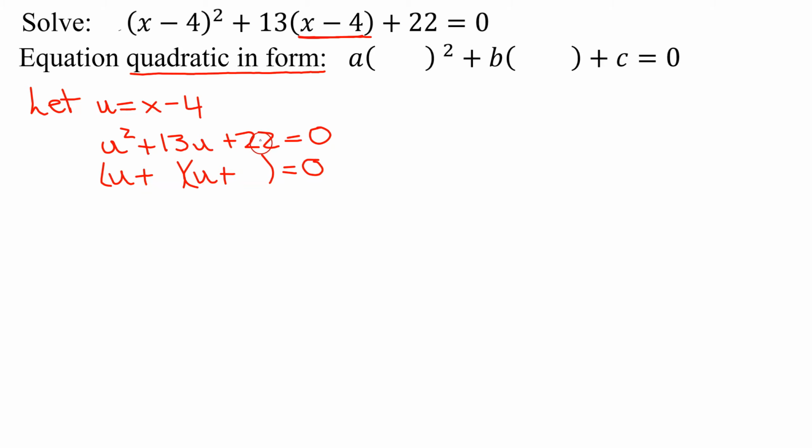And I need two numbers that multiply to positive 22 and add to positive 13. Well, 1 and 22 won't work, but will 2 and 11? Yes, that looks good, because 2 plus 11 is 13, and 2 times 11 is 22. Two factors multiplied together equals 0. Set each of them equal to 0.